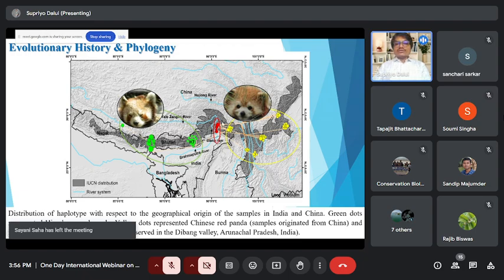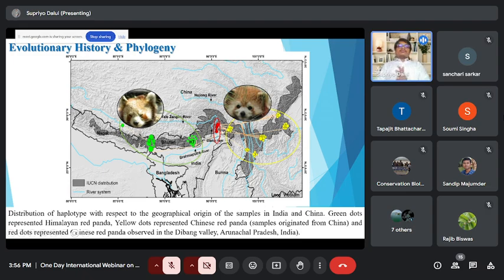And this fact is also now prominent, that India is home to both the phylogenetic species of red panda, because the eastern population of red panda in eastern Arunachal Pradesh, in Dibang Valley particularly, is of the Chinese variant of red panda.